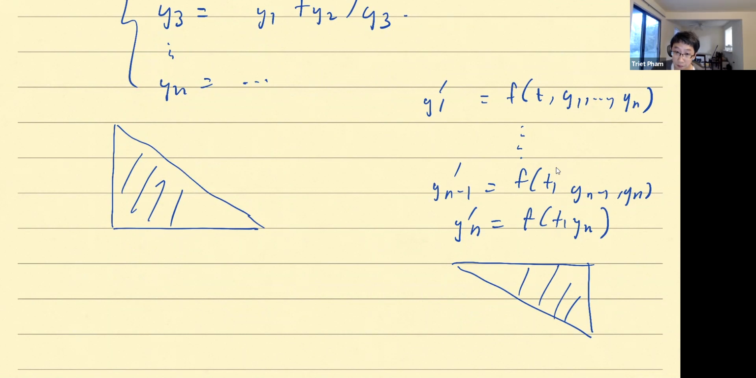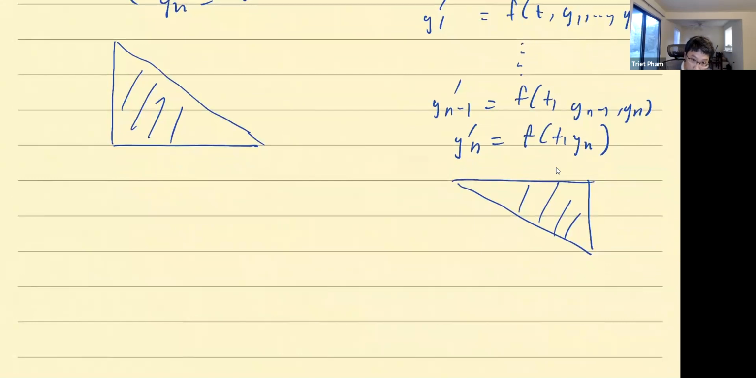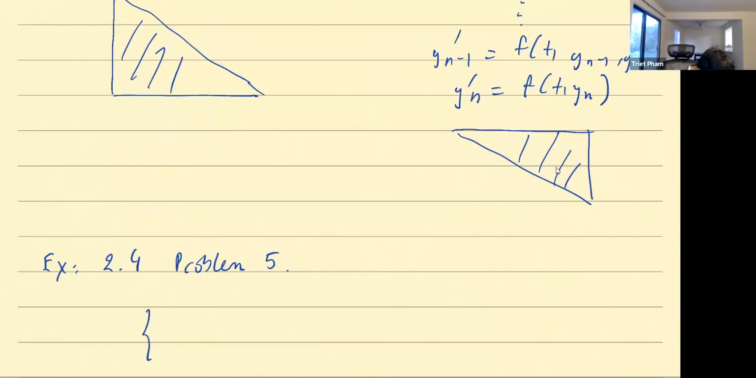Okay, any question? So let's look at some example. I think problem 5 in the book, 2.4, problem 5, where they look at dx/dt is 2x plus y, and dy/dt is minus y.